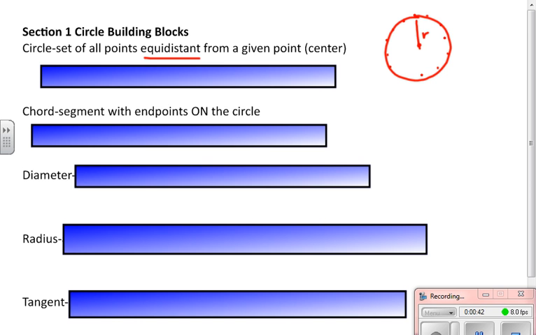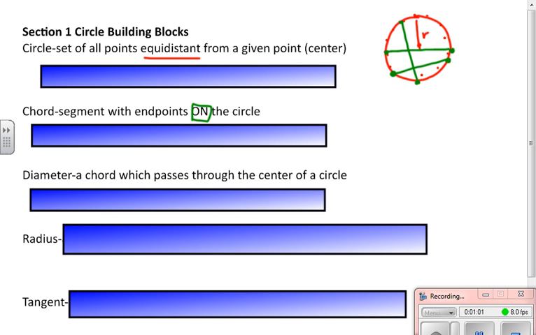A chord is a segment with endpoints on the circle, and that's the key word. So a chord could go from here to here. A special chord could go through the center. A chord could cut from here to here. It's just a segment with endpoints on. Now a diameter is that special chord, endpoints on, that passes through the center of the circle.